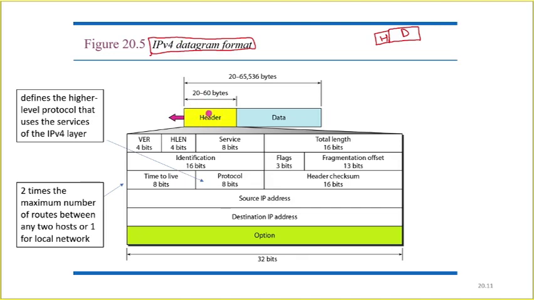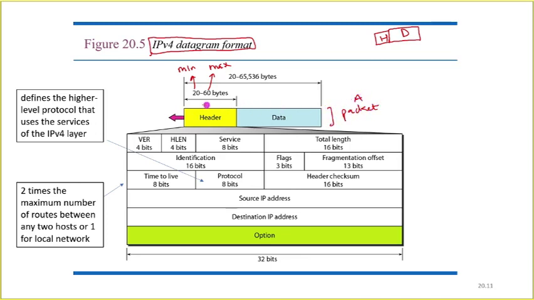This header is generally considered to have a size of 20 to 60 bytes. That means 20 is the minimum size of the header and 60 is the maximum size. So the header in IPv4 can be of minimum size 20 bytes, maximum size 60 bytes. Along with that, header and data together are considered as a packet.